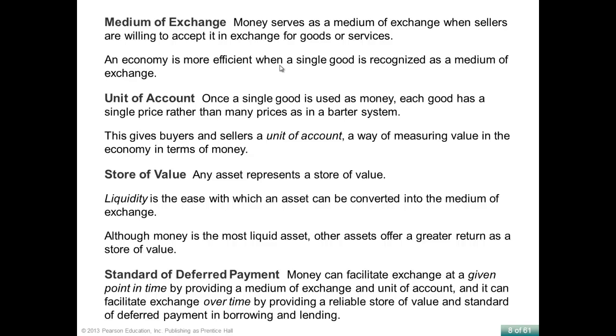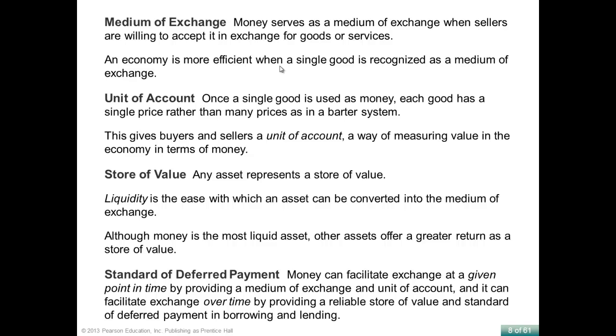So, a unit of account. Once a single good is used as money, the dollar, each good has a single price rather than many prices as in a barter system. If you go back to the days where people were trading sheepskin for something else, it's hard to know how much value sheepskin has, because to a person who has a bunch of sheep, not a lot of value. To a person who doesn't have any, lots of value. So that's why it's easier to have something like the US dollar.